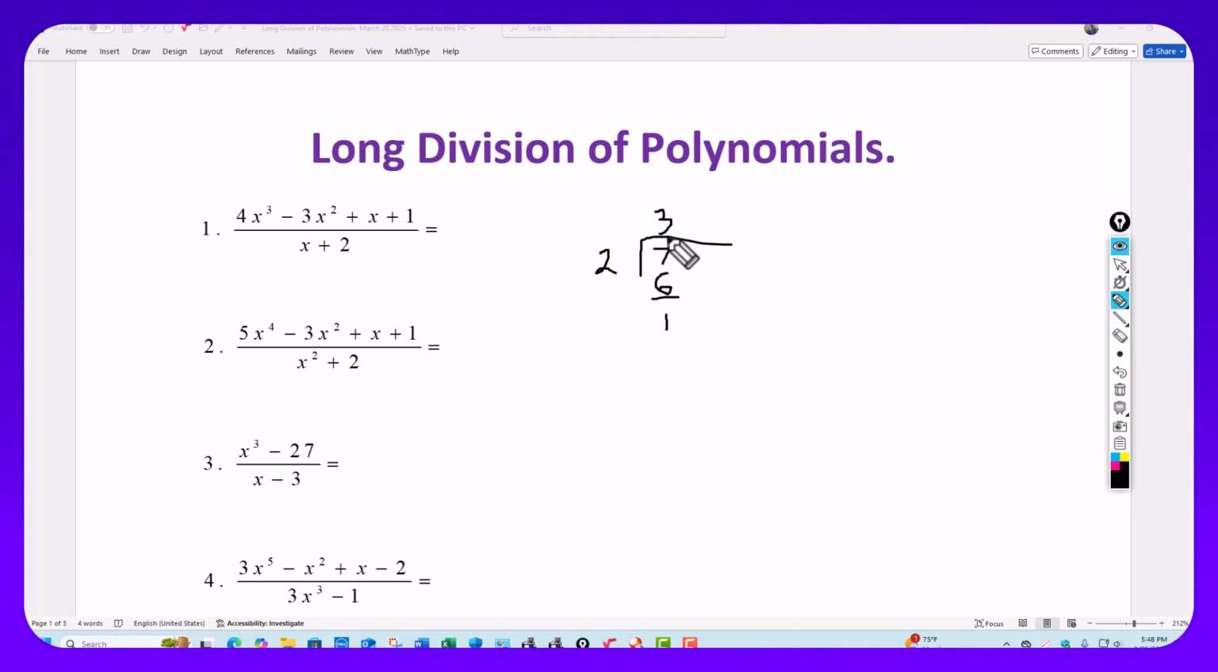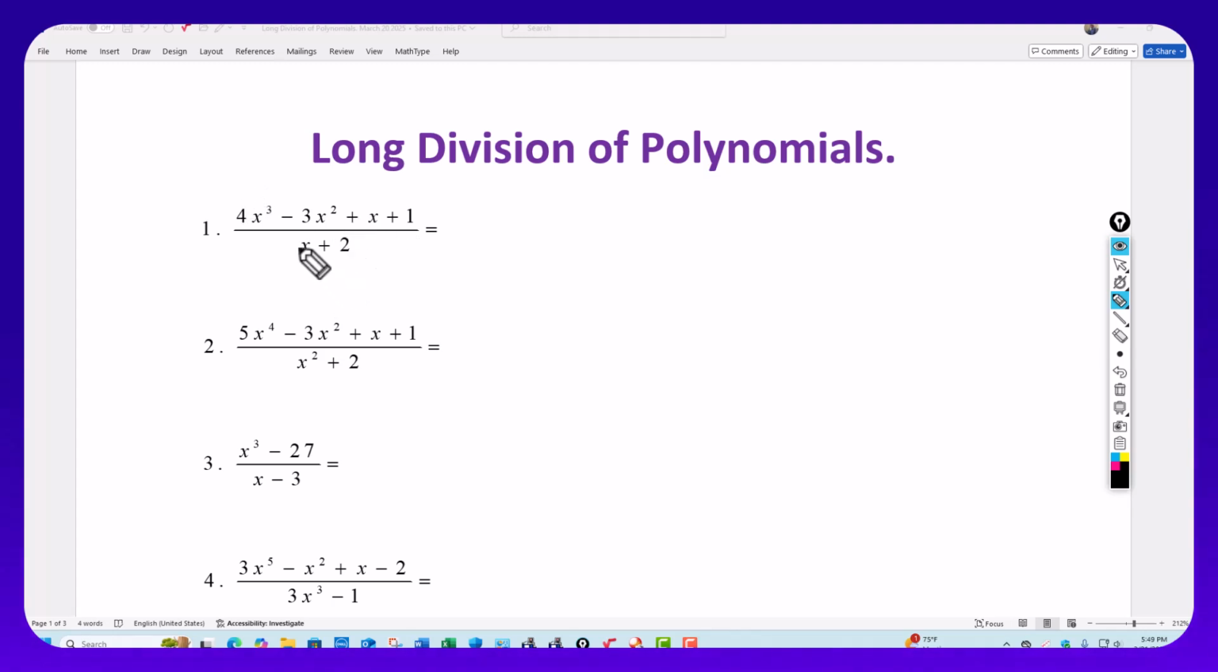So the quotient is 3. The remainder is 1. We can say the answer is 3, remainder 1. Sometimes this will be written as 3 and 1/2, which is the same thing. Can be written as 3 plus 1/2, which of course will give us what we started off with, 7/2.